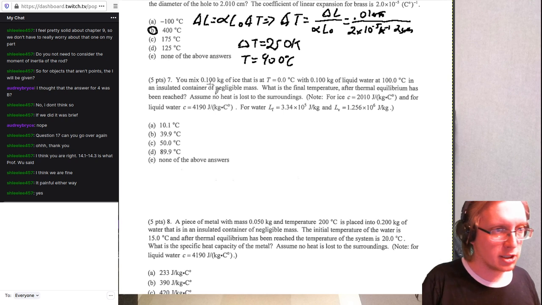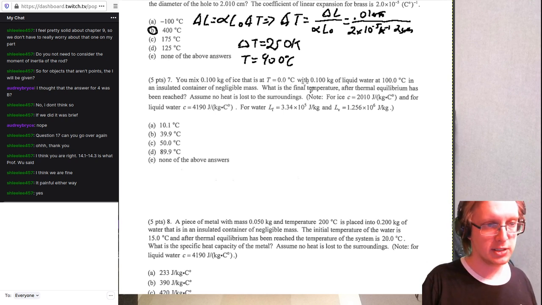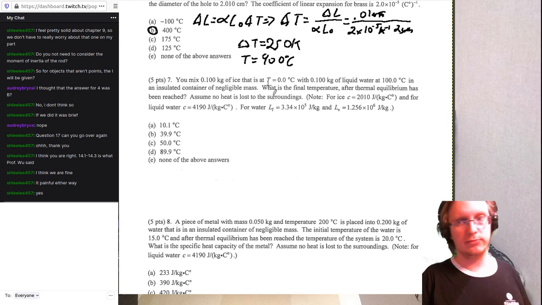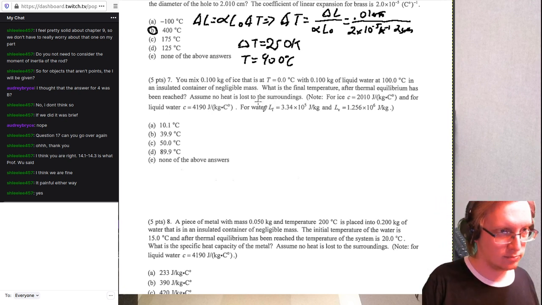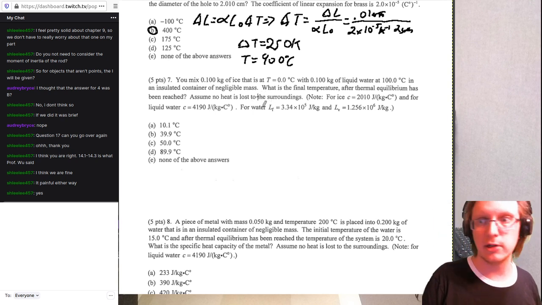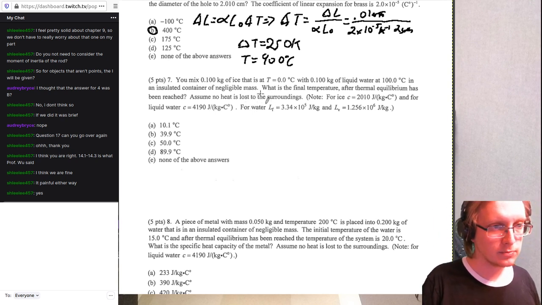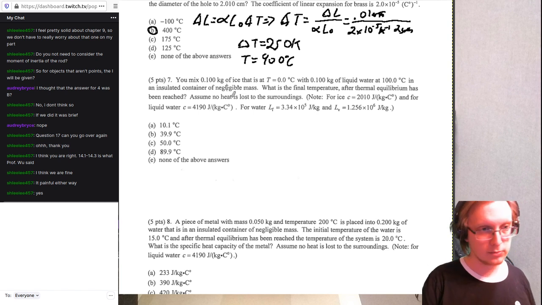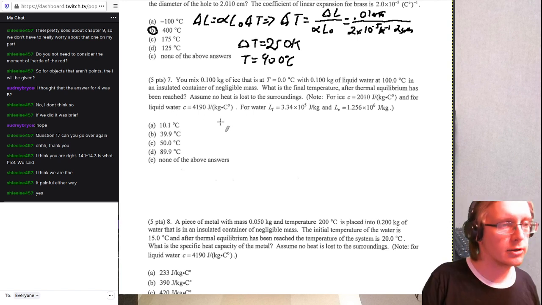You mix a certain amount of ice at 0 degrees Celsius with a certain amount of water at 100 degrees Celsius in an insulated container of negligible mass, or infinite specific heat. What is the final temperature after thermal equilibrium has been reached? Assume no heat has been lost to surroundings. We have information about ice, about water, about melting and vaporizing water. Alrighty. That's very handy.